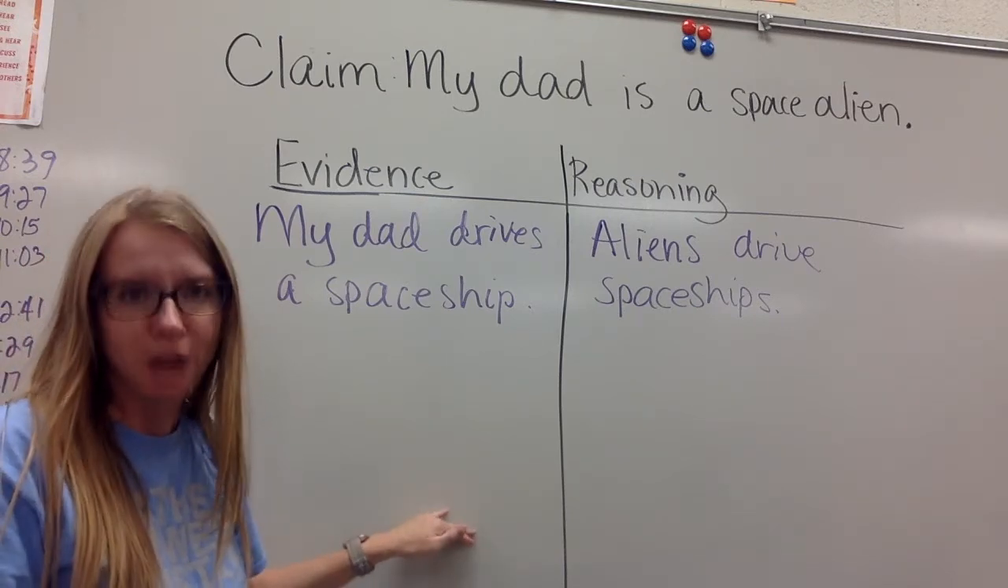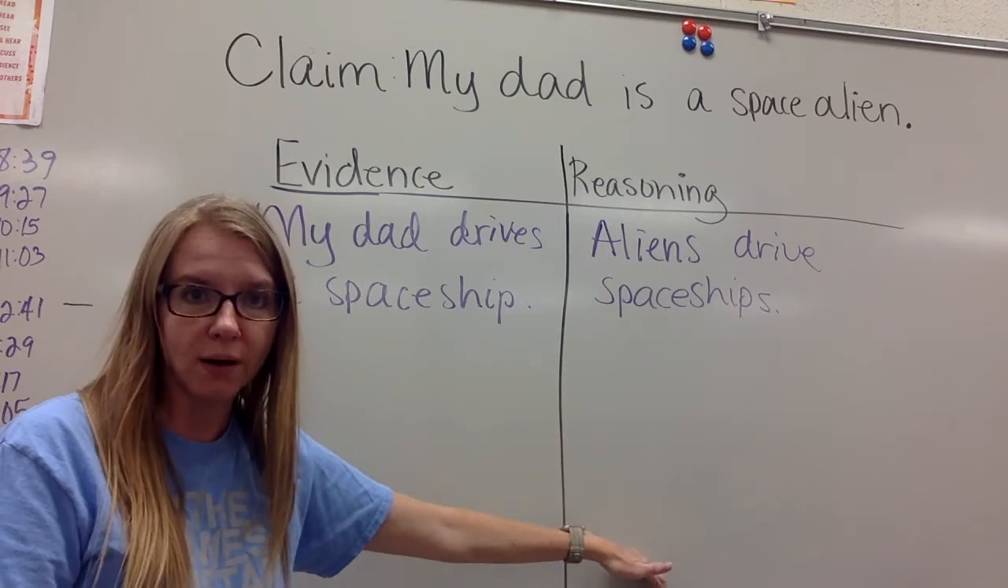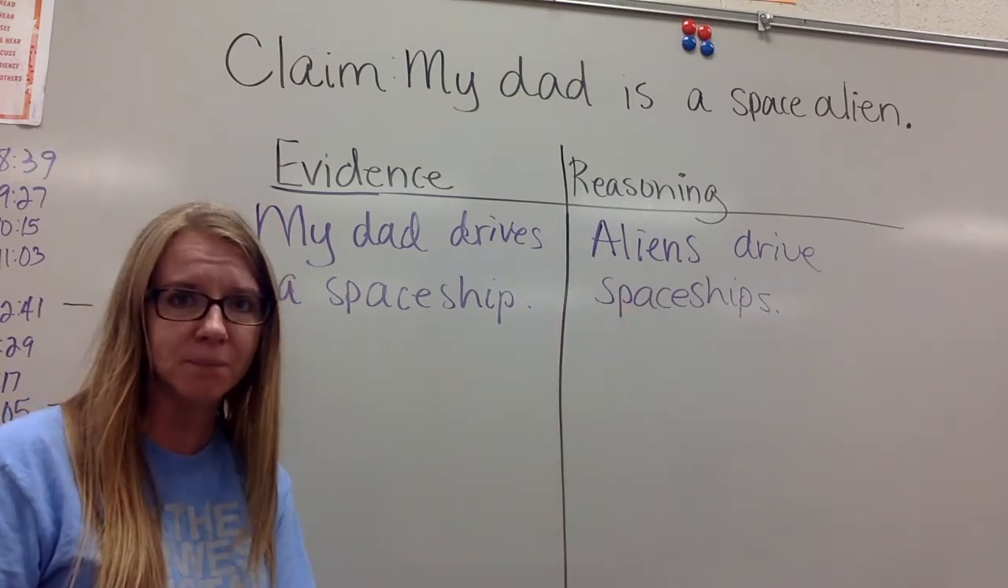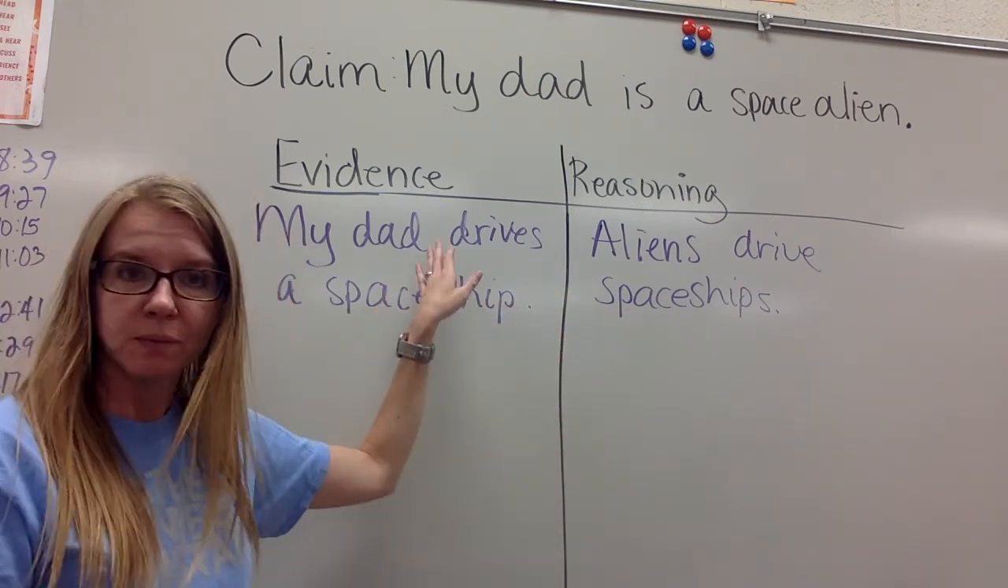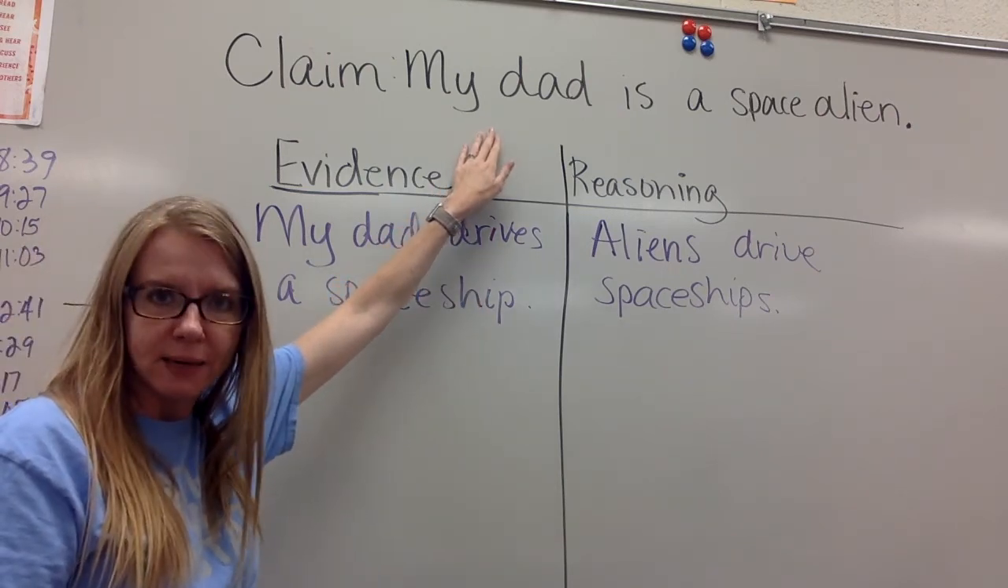So what you need to do now is you have a list of all of the other pieces of evidence you saw in the commercial. Write a piece of reasoning for each one of those. It can be a really brief sentence. It doesn't need to be a really long explanation. You'll have one piece of reasoning for each one that makes a clear connection between that specific piece of evidence and this claim, my dad is a space alien.